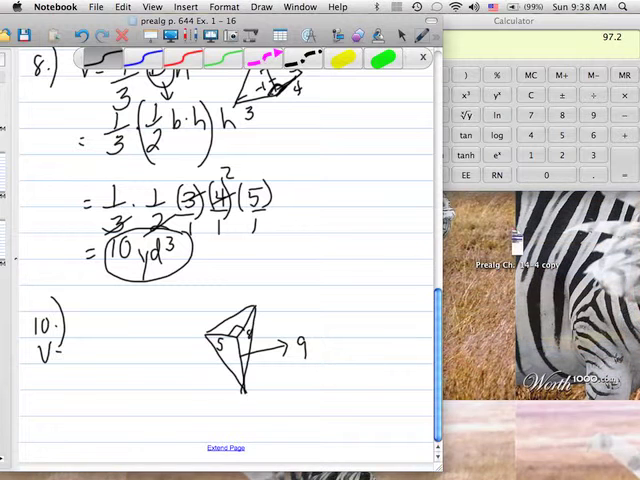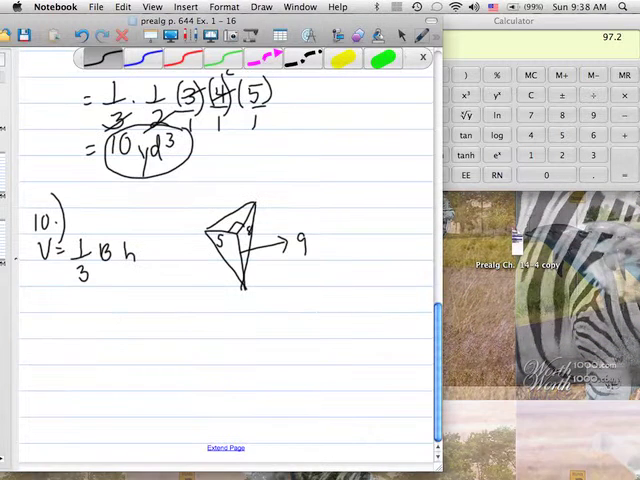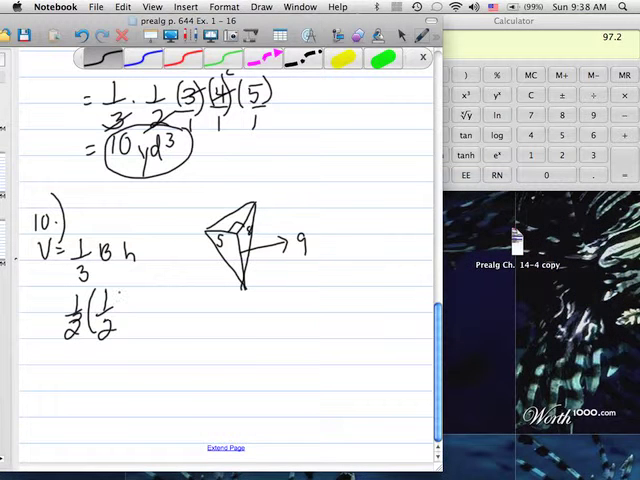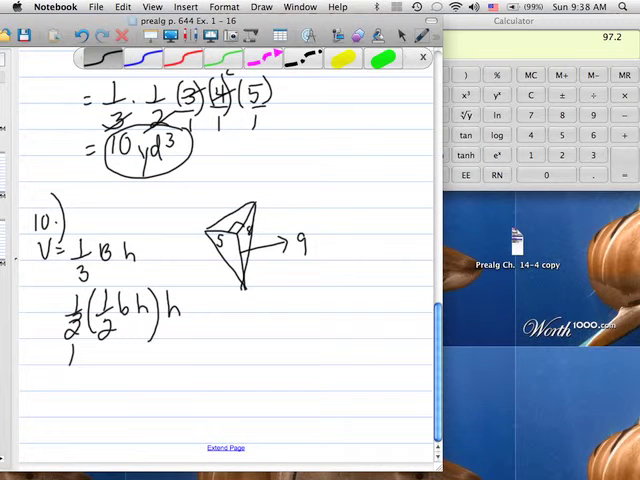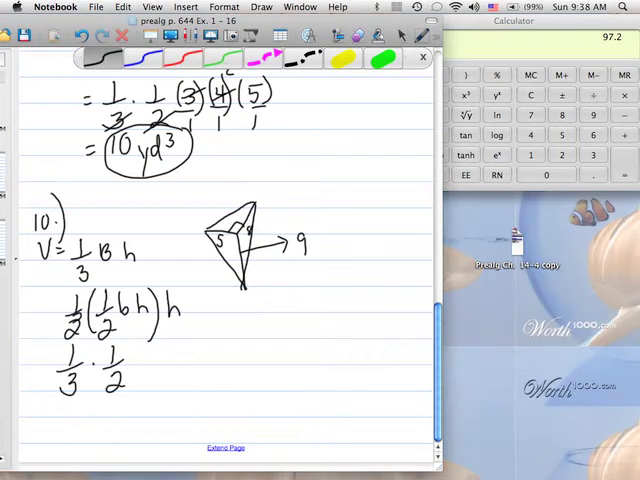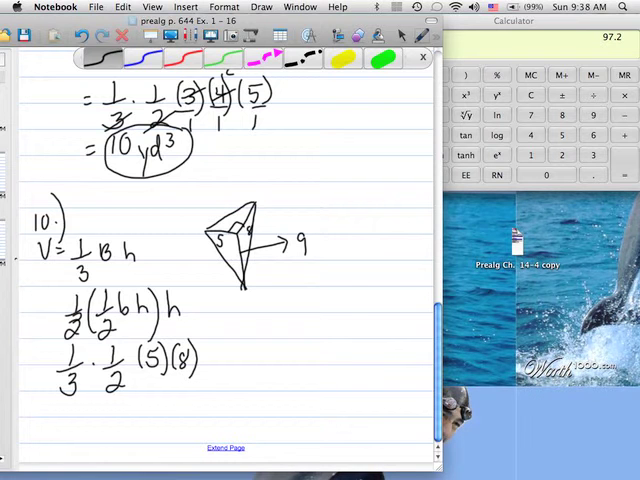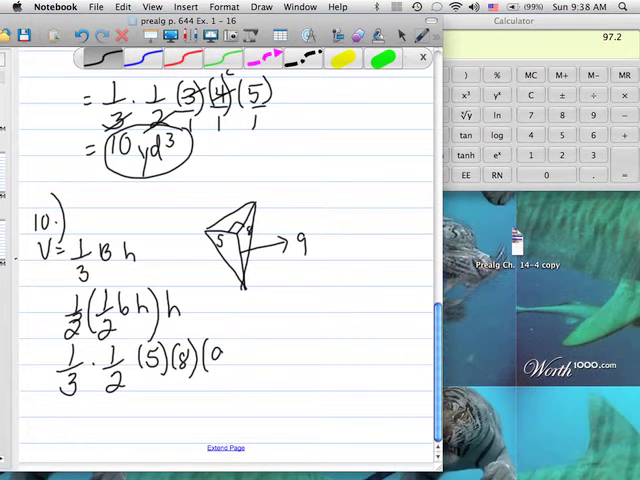So volume equals 1/3 the area of the base figure times the height. And again, the base figure is a triangle, so replace the B with 1/2 base times height times the height of the pyramid. So we have 1/3 times 1/2. The base and the height of the triangle are the two sides that make the right angle. So that's 5 and 8. And the height of the triangular pyramid is 9.